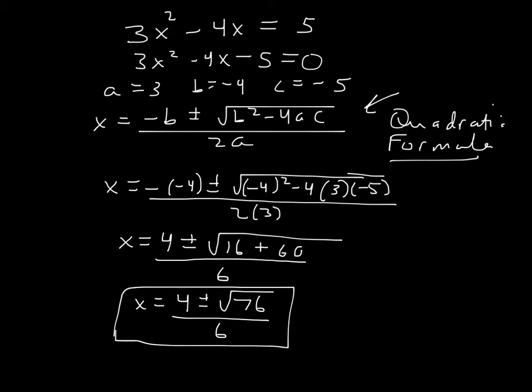Good enough. Good answer right there. Like I said, you could get the square root of 76. That would be some decimal answer. Then you could go 4 plus the decimal divided by 6. And you could do 4 minus the decimal divided by 6. And you'll get two just regular decimal answers. But this is an exact answer, meaning it's not rounded in any way.